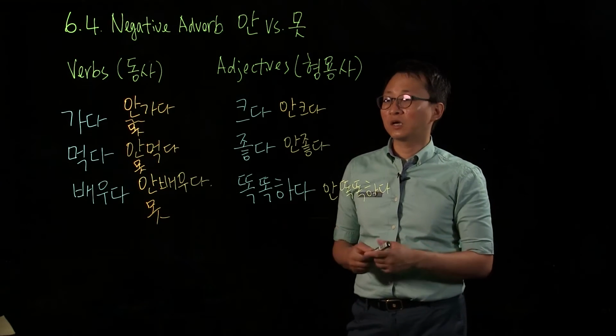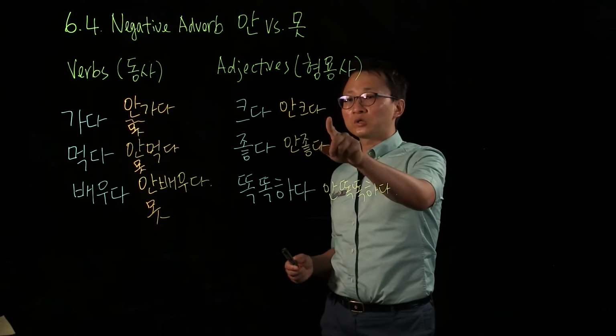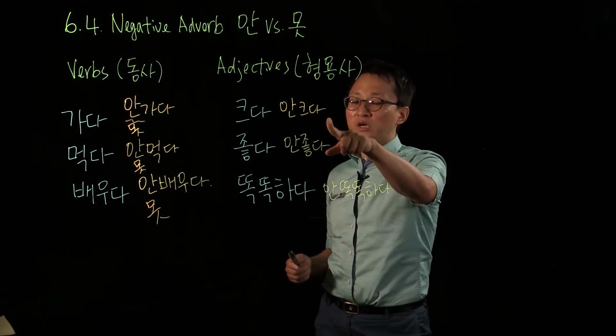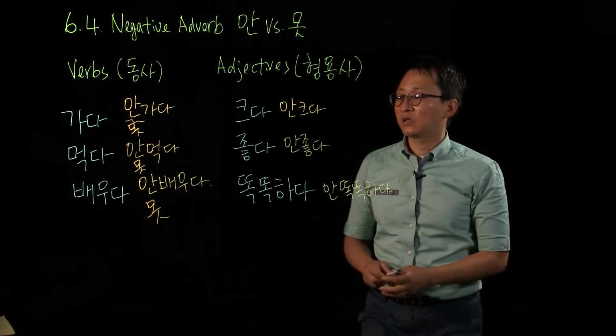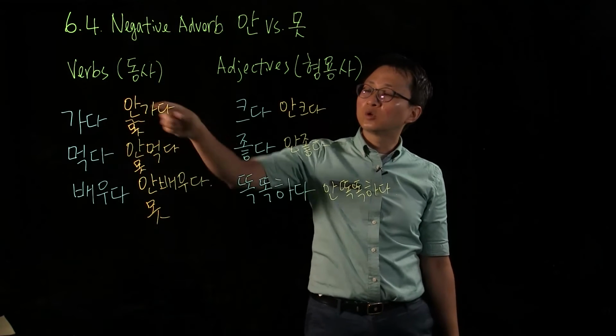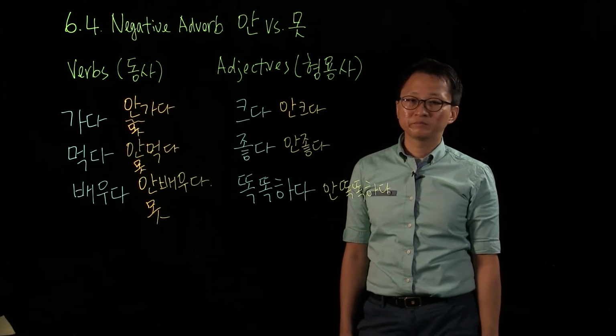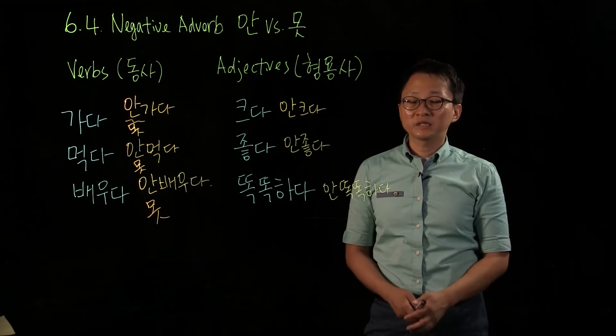이렇게 되죠? 못, cannot. Then can we say 못 크다? I cannot be big. I cannot be good. 이건 안 되죠? So for adjectives, we cannot use 못 negative forms. 그렇죠? 예. 알겠죠? It makes sense, right?